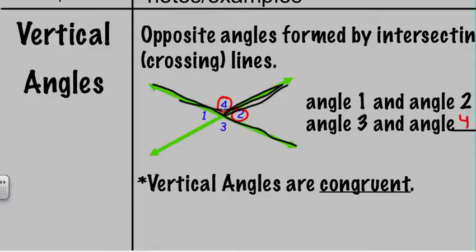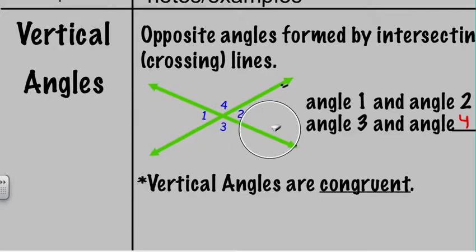Here's angle 4. Together, they add up and make this straight line, which means these 2 are supplementary. So that's good to know. So here we have 2 vertical angles. The neat thing about vertical angles is that they're congruent.